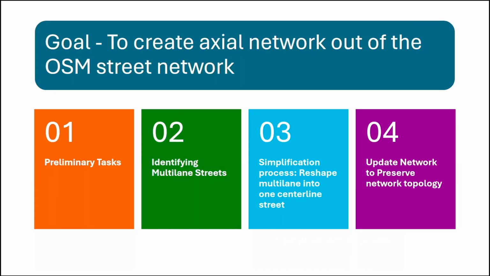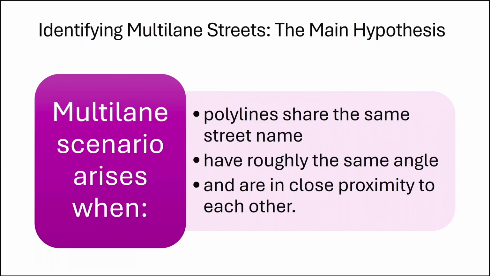After that, we can move on to identifying multi-lane streets. We assume that a multi-lane street or parallel polyline occurs if a group of polylines have the same name, roughly have the same angle, roughly, it's very important to highlight that, and are in close proximity to each other. The first bullet is quite straightforward: give me all the polylines with the same name and group them into one group.